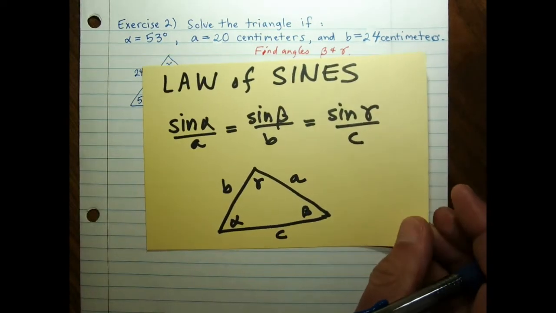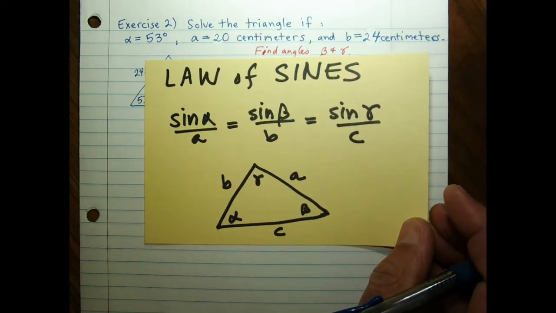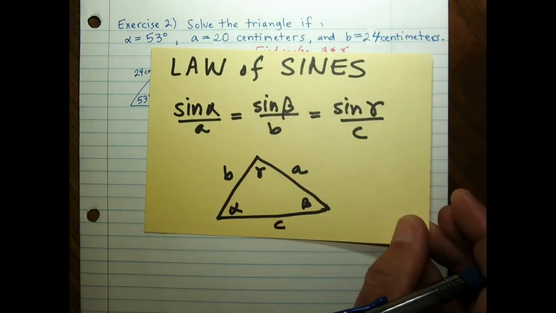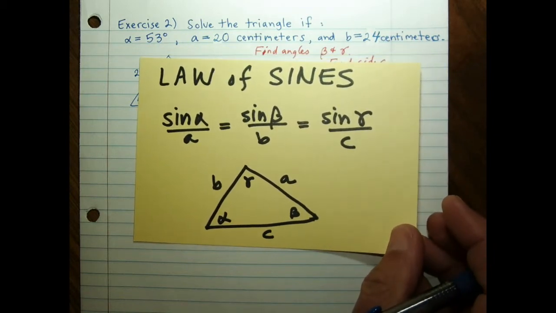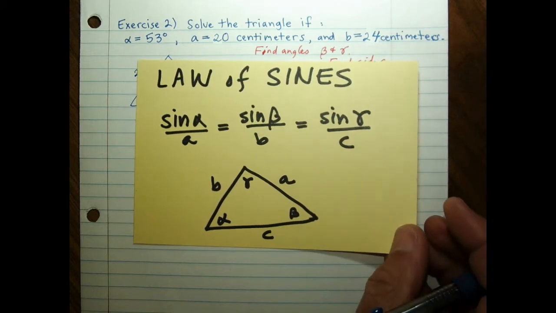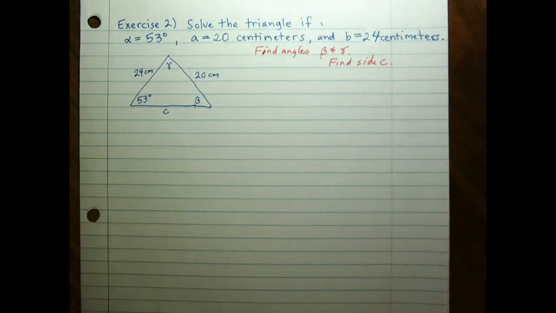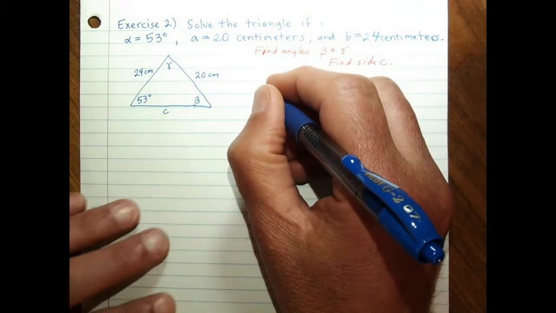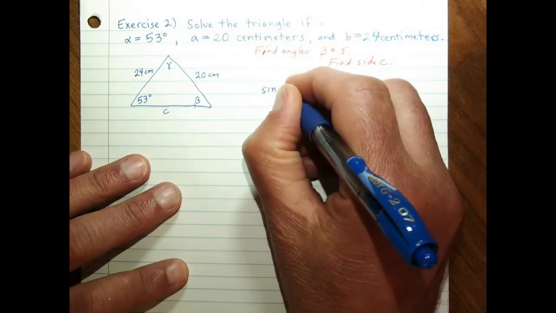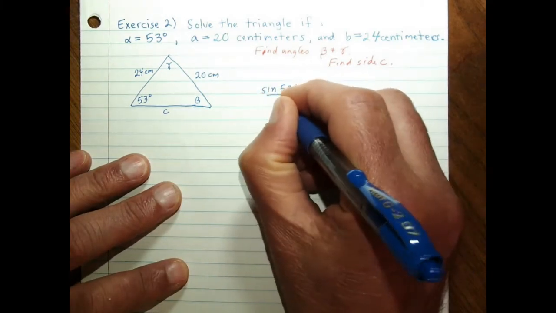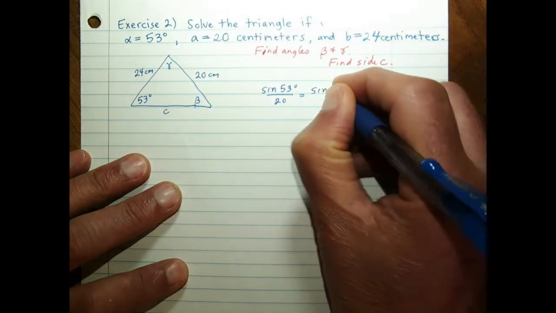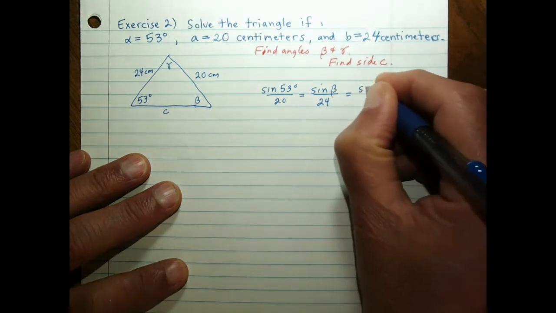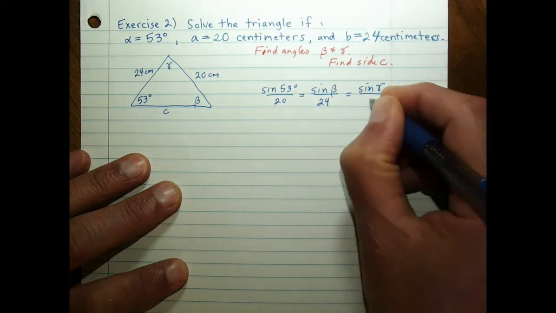I have my little note card here with the law of sines on it. You do not have to memorize this in my class. I'll give you this formula, but it's actually so straightforward it's hard not to memorize: sine alpha over A equals sine beta over B equals sine gamma over C. So let's see what it tells us in this situation. I have sine of 53 degrees over 20 equals sine of beta, which we don't know, over side B, which is 24, equals sine of gamma over C.